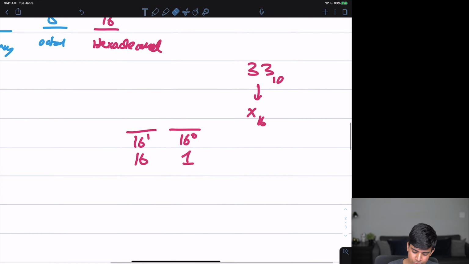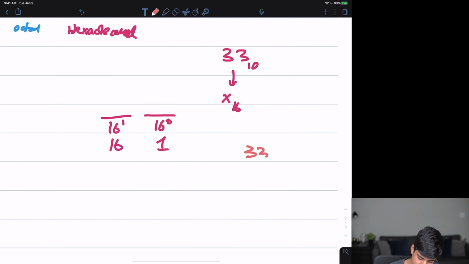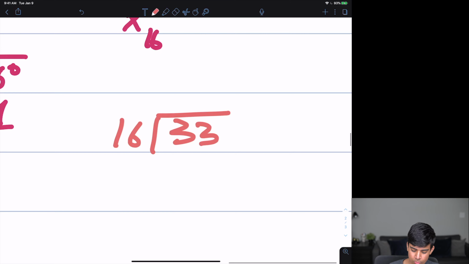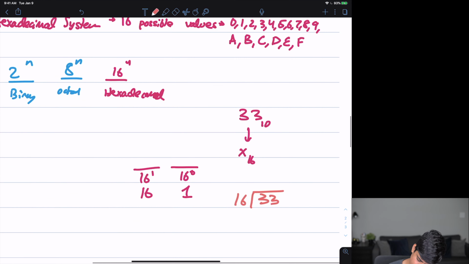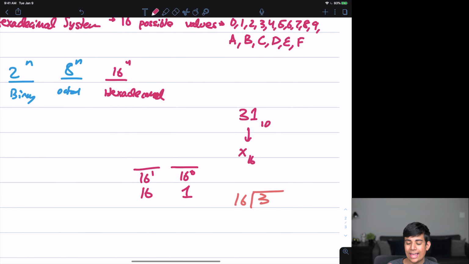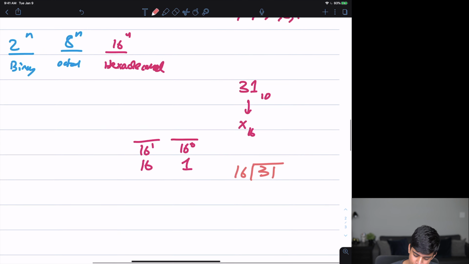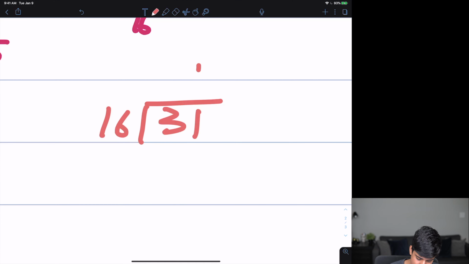So now I can simply do division to figure this out. I can say 33 divided by my largest number, 16. Actually, I don't want to do 33, because if I do 33, then it won't be good. I'm going to do 31 instead. I'm changing this because I want to show you something, like I want to actually use letters here. So 16 into 31 is 1.